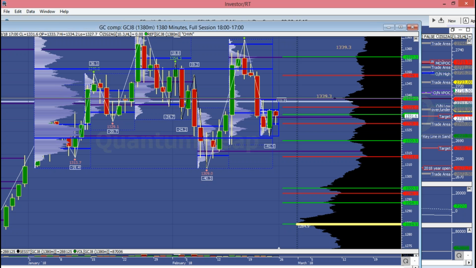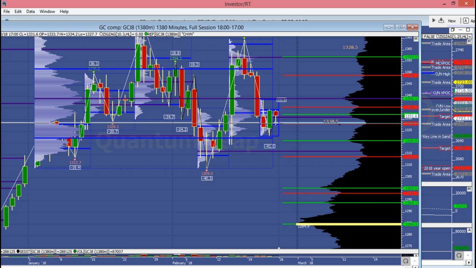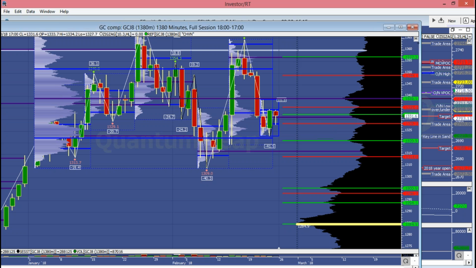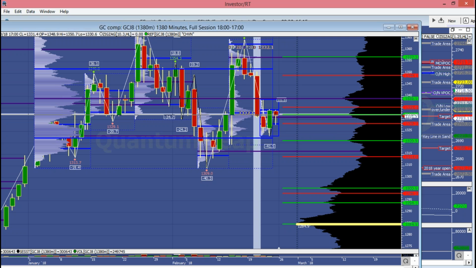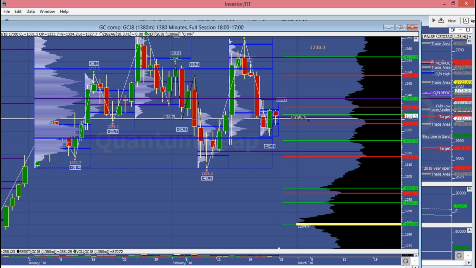Above the 35, we're targeting the 39. Below the 28, we're targeting the 23, 22 area. Pretty simple in gold. Gold is in a balance right now, waiting for the next breakout, whether it be to the downside or to the upside.